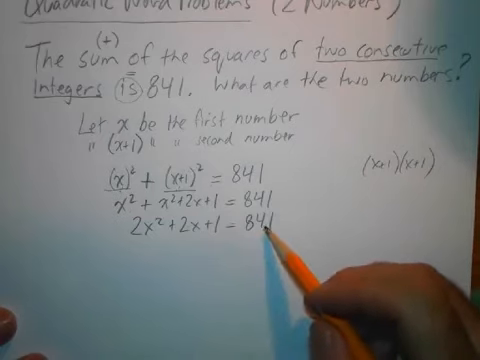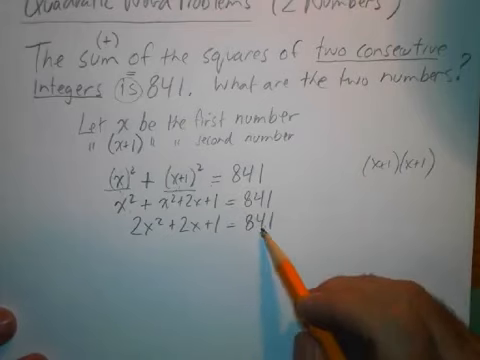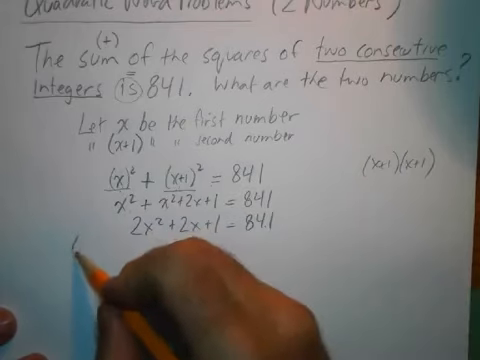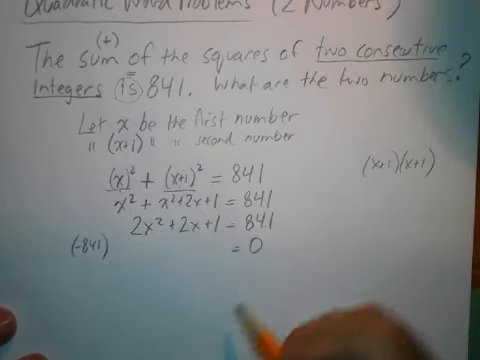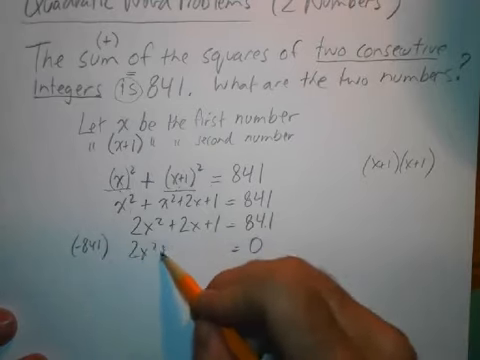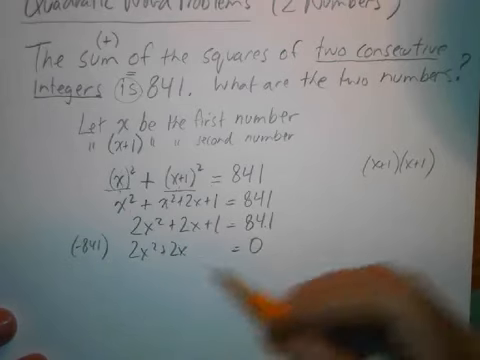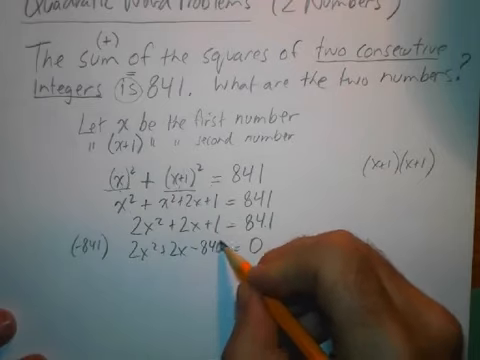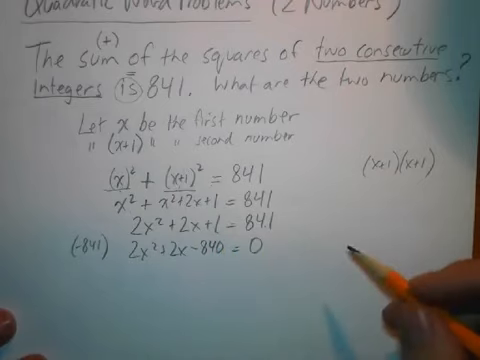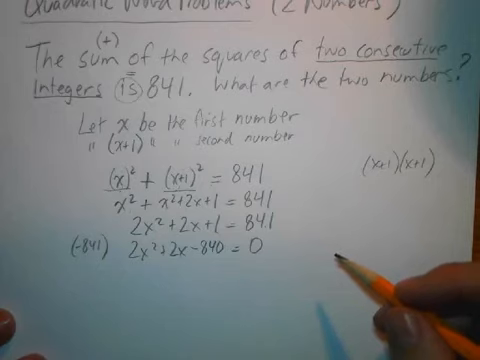So we're going to have to subtract 841 from both sides. And when we do that, we get a 0 here when we do it on this side. So 1 minus 841 is negative 840. And now we're at the point where we could actually solve the equation. We could try to factor it. We could use quadratic formula.